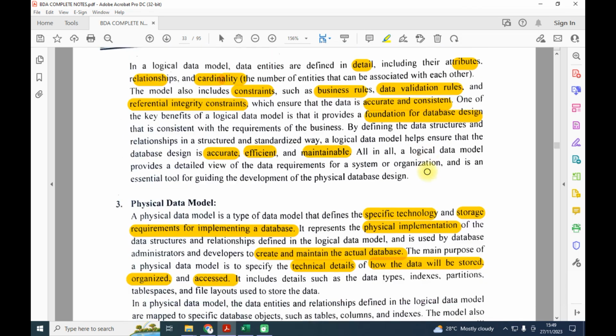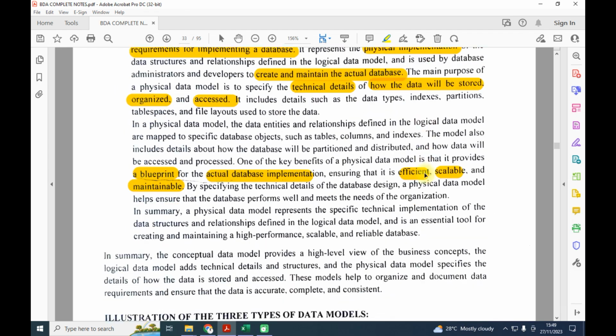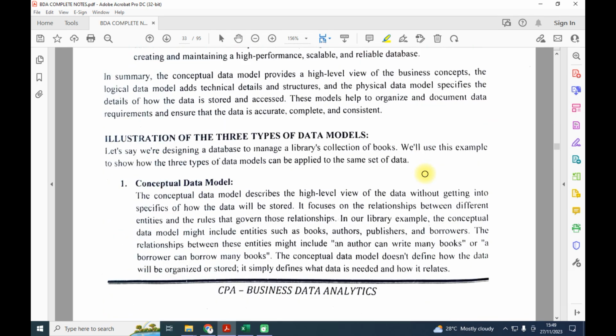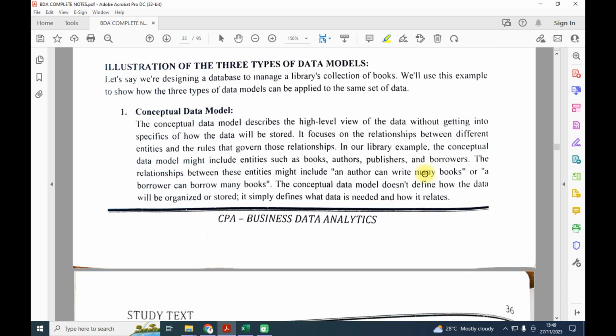So those are the three, the conceptual, the logical, and the physical. And there's an example here on how the three models work. Just a small illustration on how the three models work, and we are using an example of a library. Assuming you have a library.